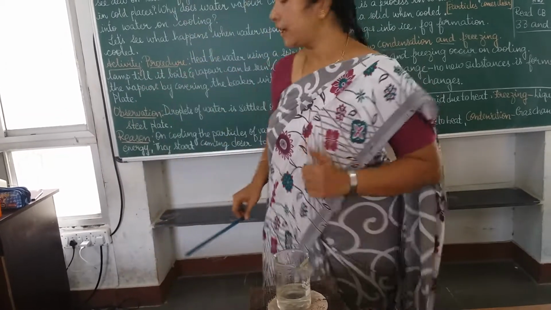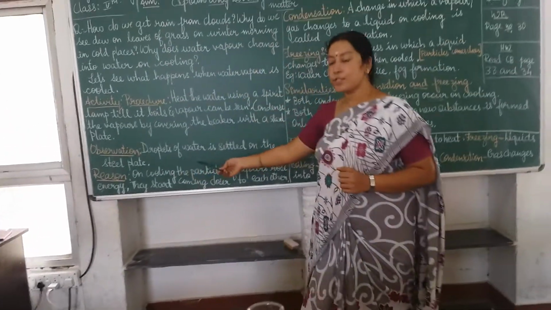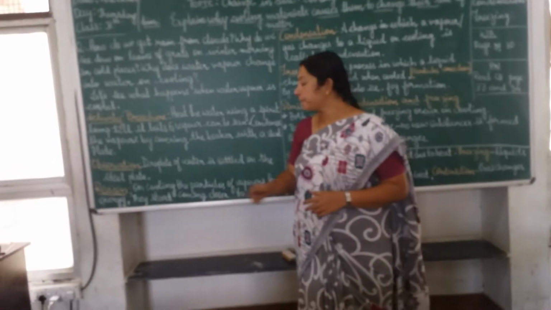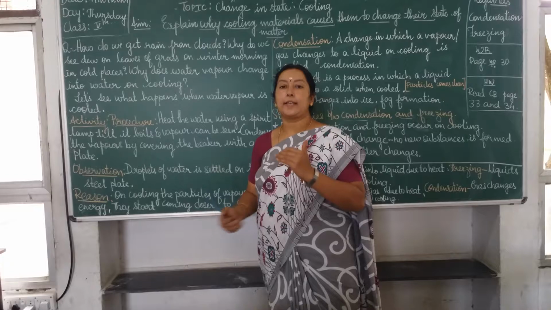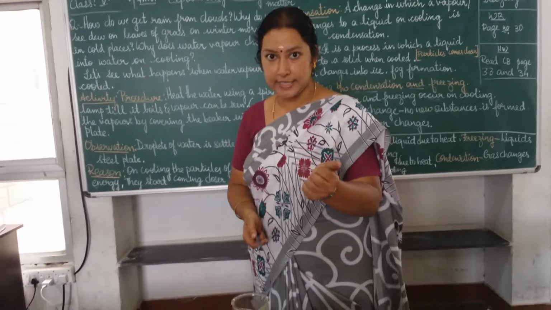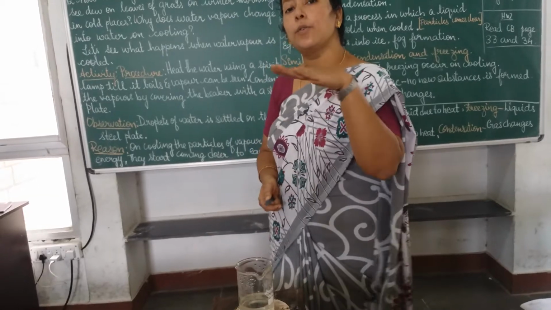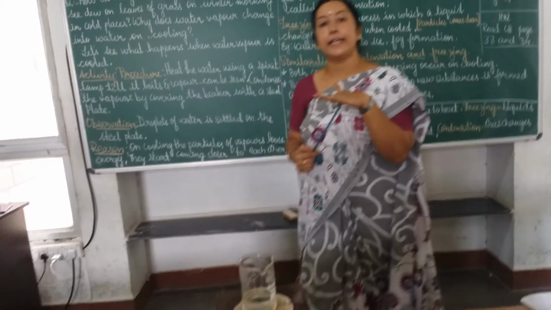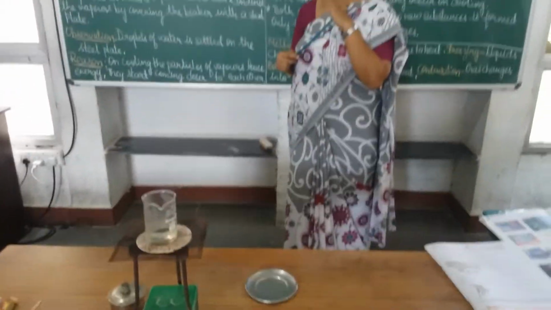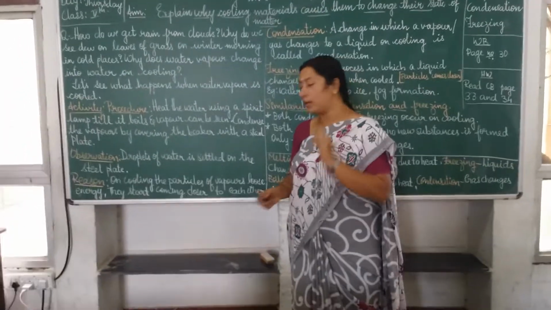So what is our observation? Droplets of water have settled on the steel plate. Why did it happen? The reason is cooling. When the water is boiling, you can see the vapors coming out, isn't it? When it is cooled, how is it cooled? I have collected it on a steel plate. So under the steel plate, you find water droplets. So this is cooled water.